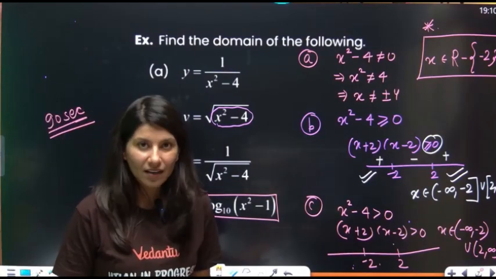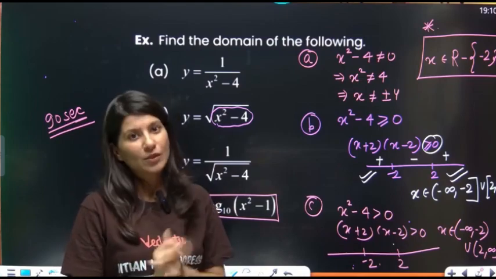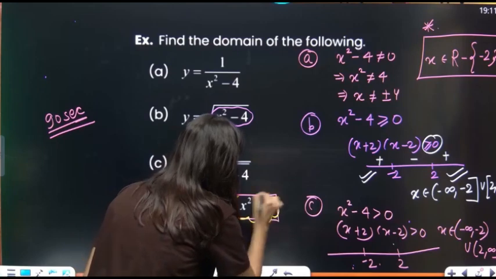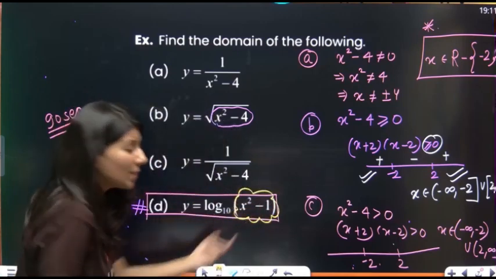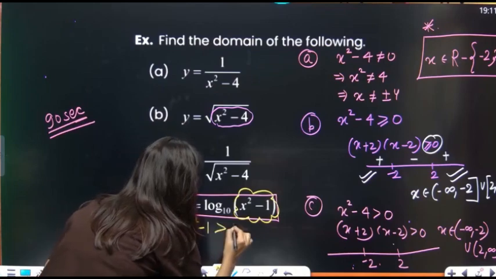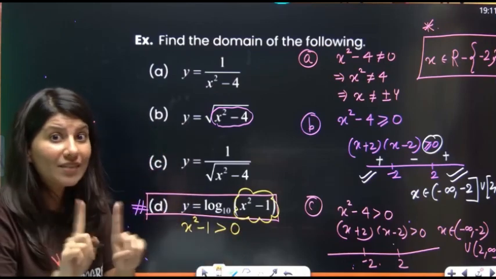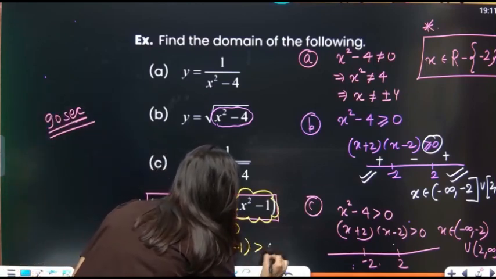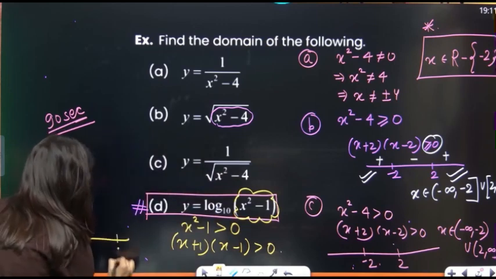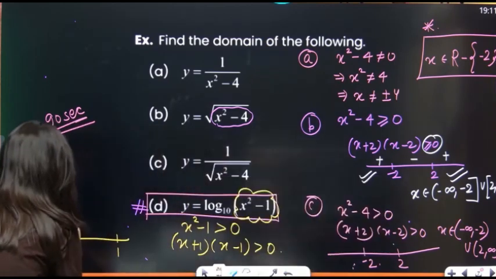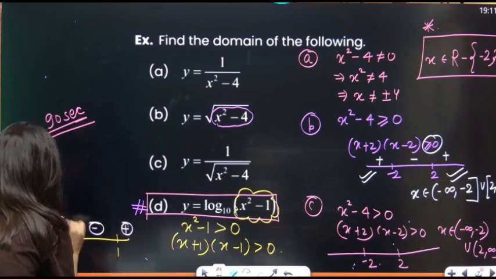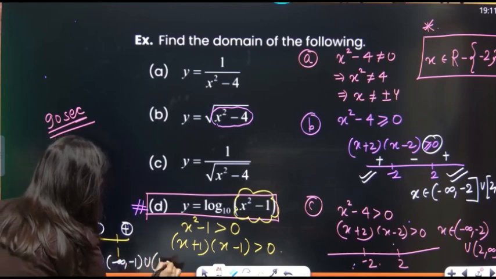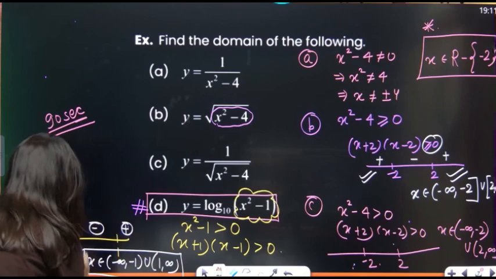Obviously, the base is 10, which is greater than 0 and not equal to 1. So basically, you don't have to worry about anything. But what about this? Can you see x square minus 1? So log of x square minus 1. So x square minus 1 will be strictly greater than 0, not even 0. Equality will also not be there. Wavy curve. (x plus 1)(x minus 1) greater than 0. Critical points minus 1, 1. And you have plus, minus, plus. So x belongs to minus infinity to minus 1, union 1 to infinity. This is your domain.